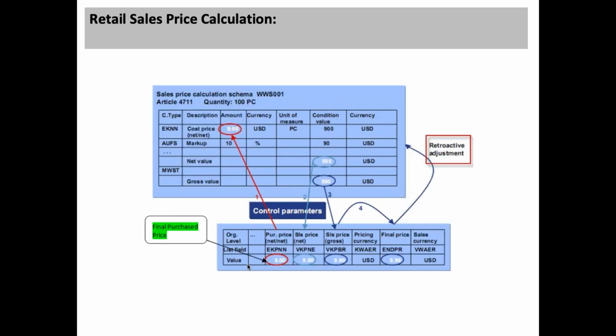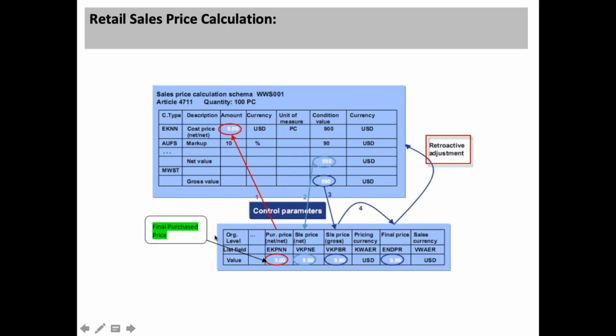So how the retail sales price is calculated: the standard calculation schema used is WWS 001. This calculation schema contains the basic cost price, that is EKNN, and with that you can add markup and add tax, then you arrive at the sales price. This is called the retail sales price grid screen, which I will show you.